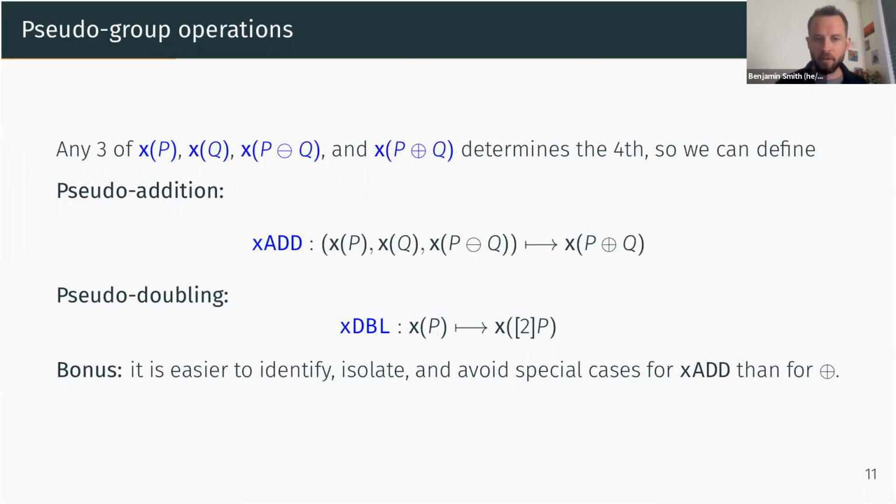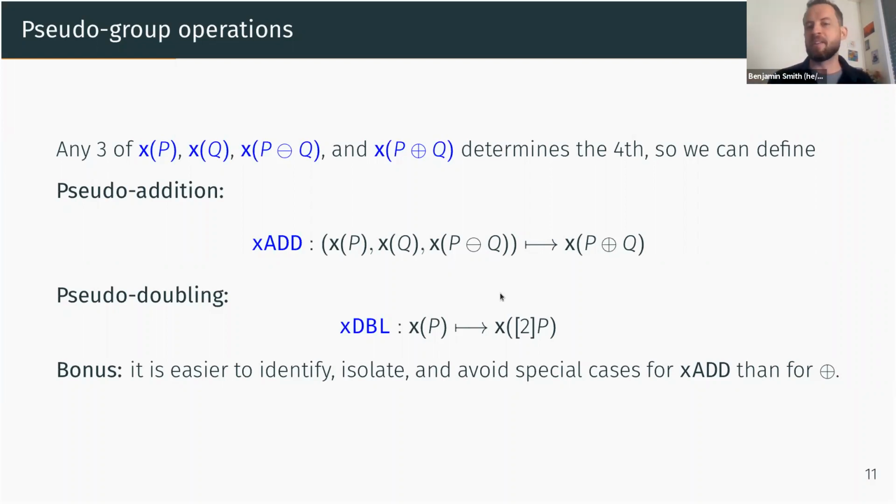So writing this down formally, any 3 of these x-coordinates determines the 4th. So we can define pseudo addition, x-add, which given P and Q and x of the difference gives you x of the sum, and pseudo doubling, which is computing the x-coordinate of a double. Here, P and Q are the same, so their difference is 0.